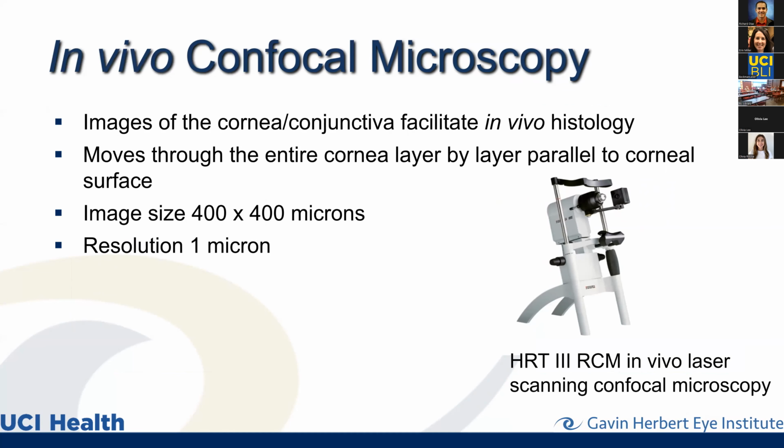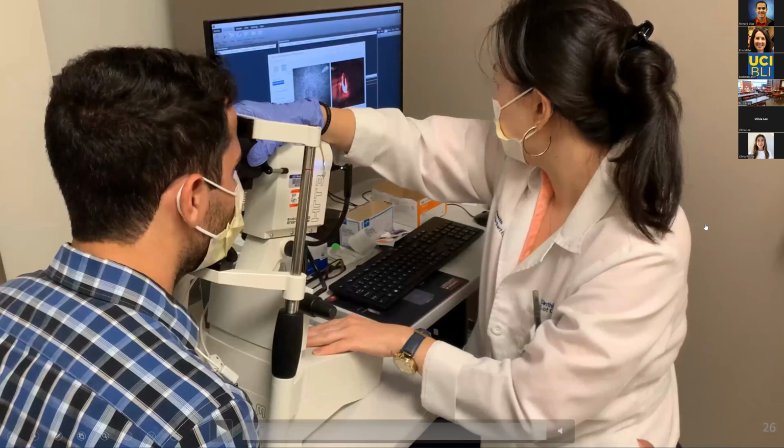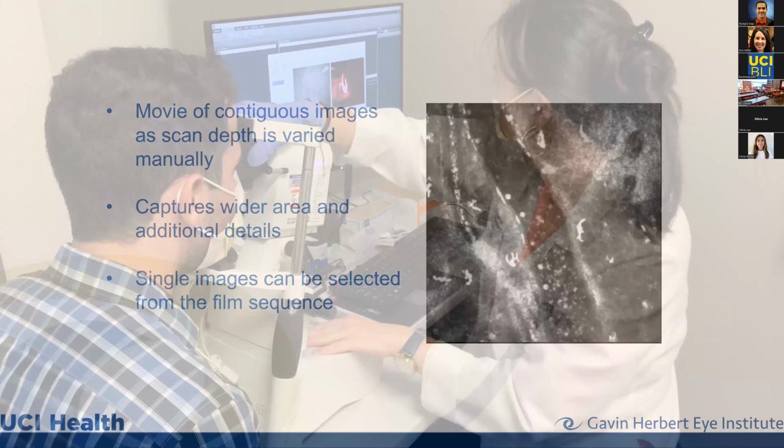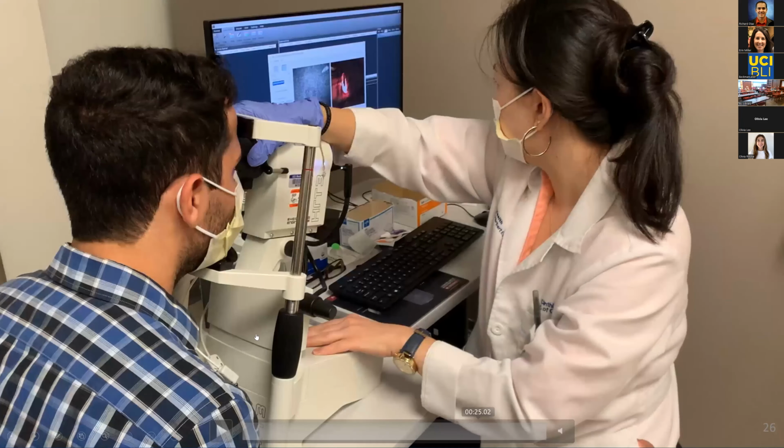This specific device is the one we have in our clinic, and it allows us to image the eye and get these beautiful in vivo histology photographs in a non-invasive, rapid manner. By itself, it will move layer by layer through the cornea, and it gives us these beautiful high-resolution images, 400 by 400 microns. So we are seeing much more than what we're seeing at the slit lamp. This is our research fellow here, Dr. Cynthia Kim, doing the confocal on a patient.